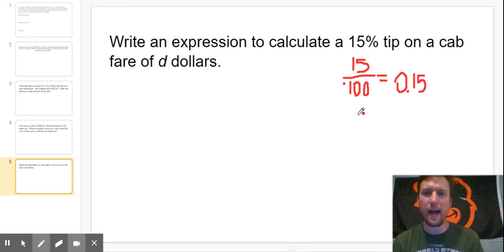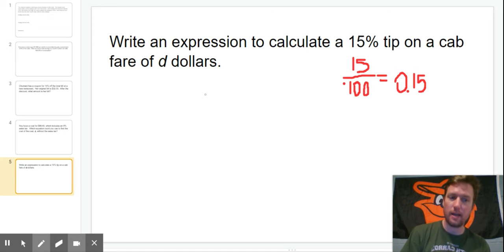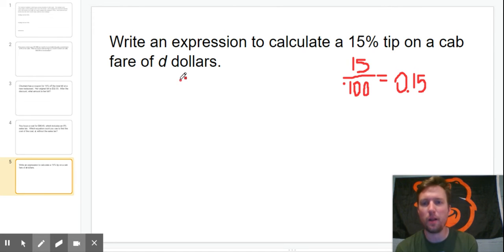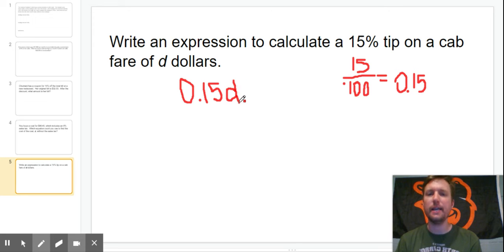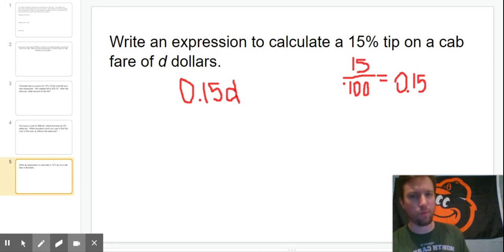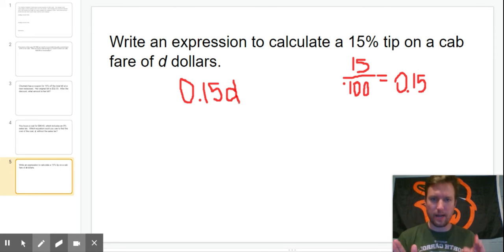Now, to write that as an expression, if you're finding a percent of a number, you are going to multiply. So we're going to multiply 0.15, and we don't need to write the multiplication sign, an X. We don't need to write a dot. We can just write the 15 hundredths right next to D, and that is an expression because when a number and a variable are right next to each other, that means to multiply.